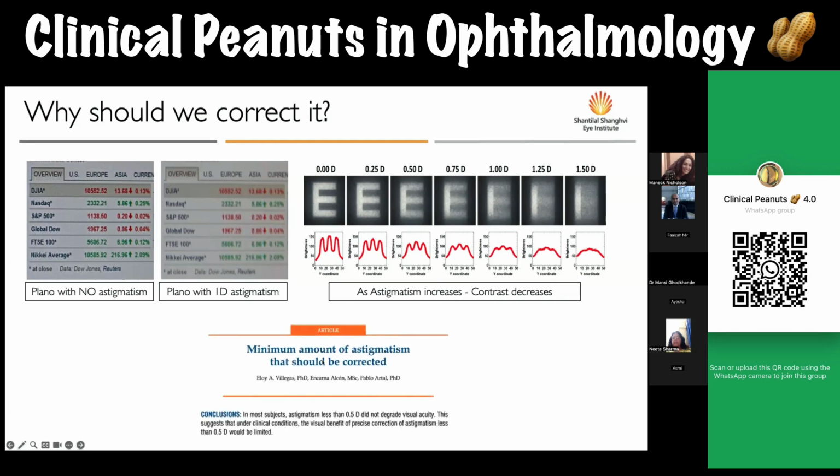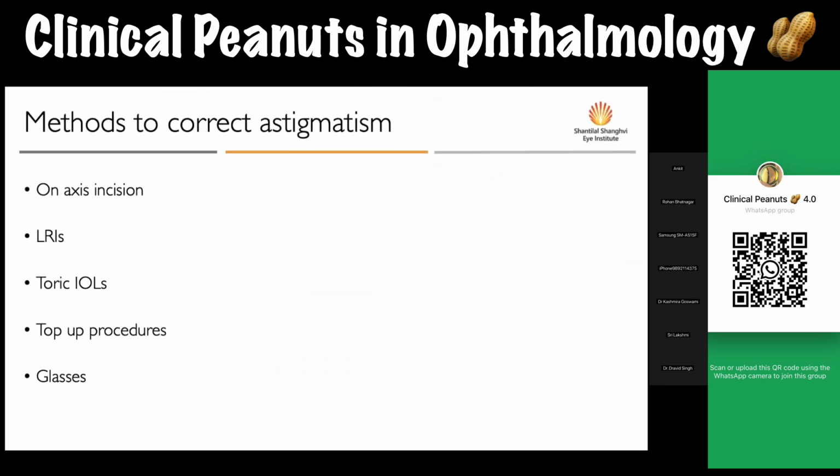So the minimum amount of cylinder that should be corrected is a subject of much debate, but one paper touches upon it, which says that astigmatism of less than 0.5 diopters did not degrade visual acuity, but suggests that on a clinical and case-to-case basis, the correction of astigmatism of less than 0.5 diopters should not be considered. But again, this is something which is subject to case-to-case basis, and this is something we'll discuss again later.